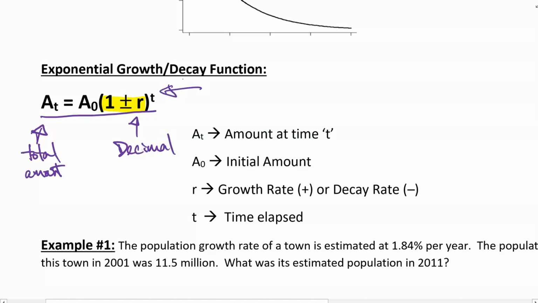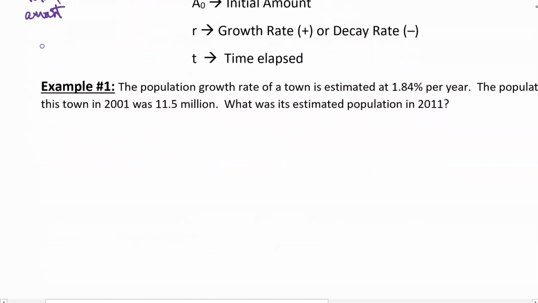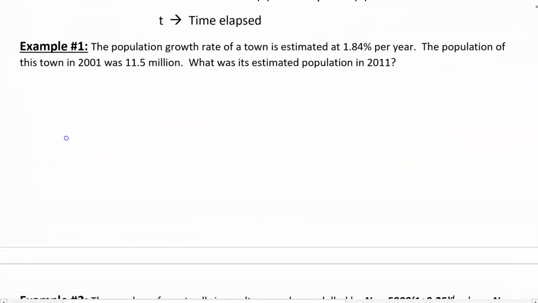And then here is t. T is the amount of time that passes by. If it was in the car situation, that's the number of years that pass. Or if we're talking about cuts of paper, then that's the number of times you cut the paper, right? Okay. So let's look at some examples.